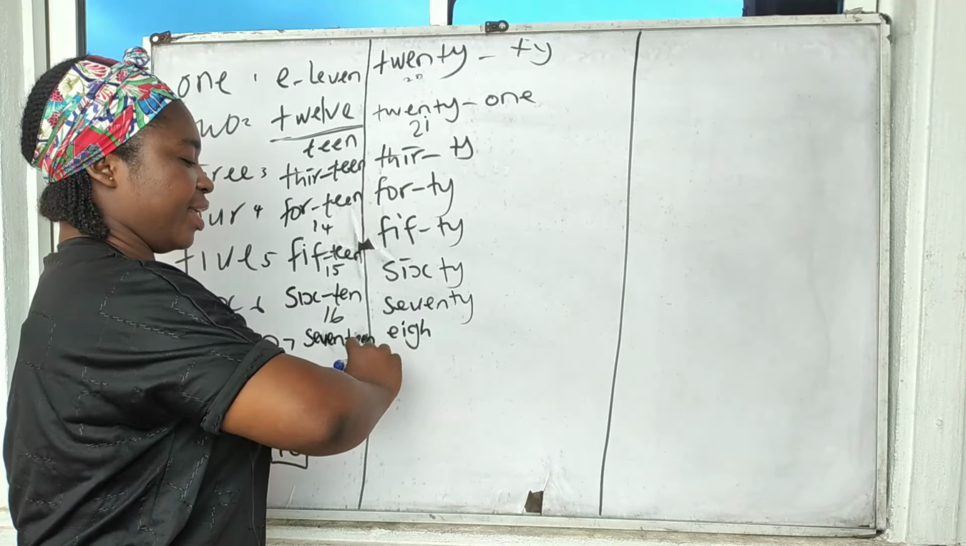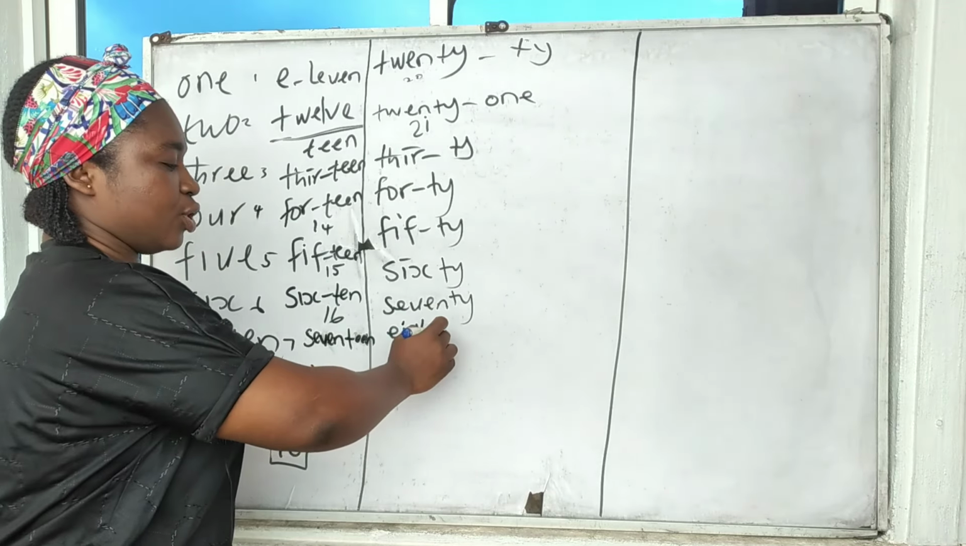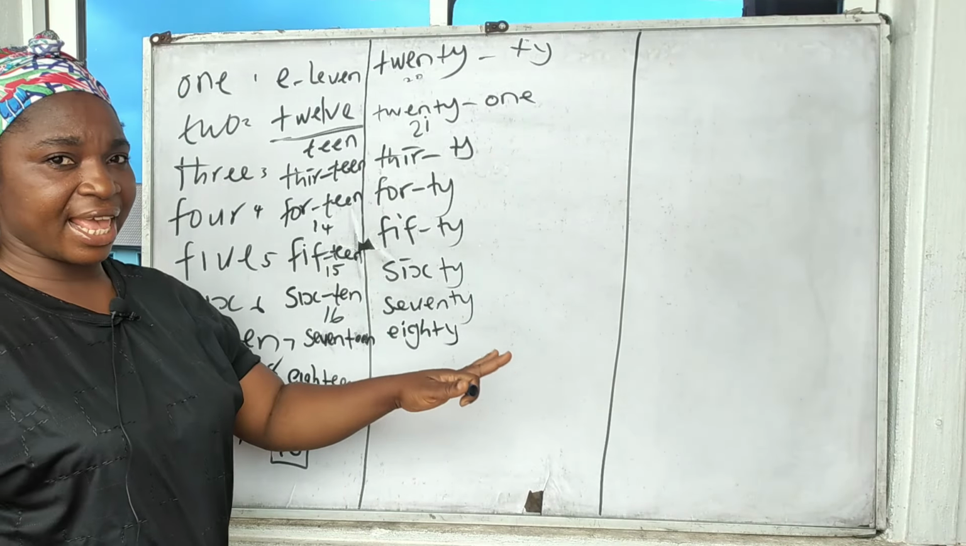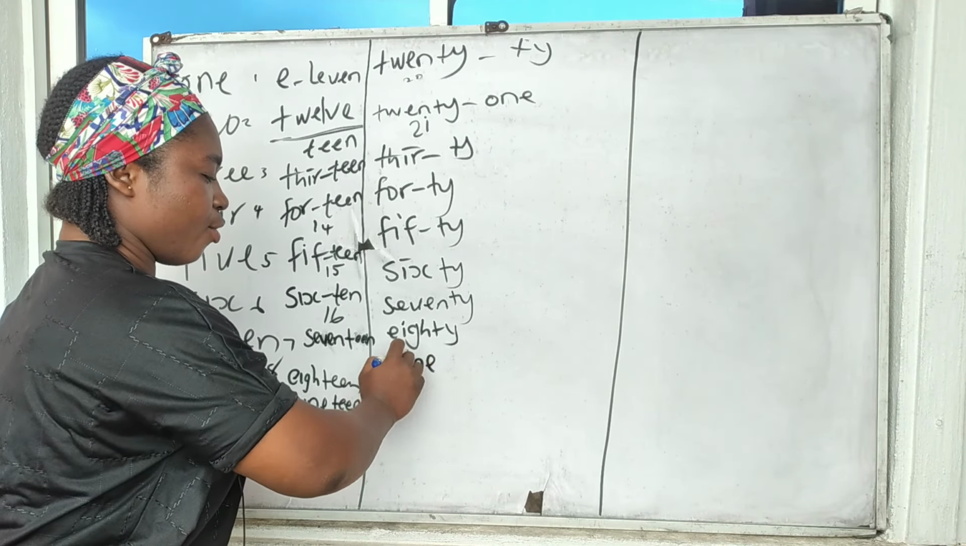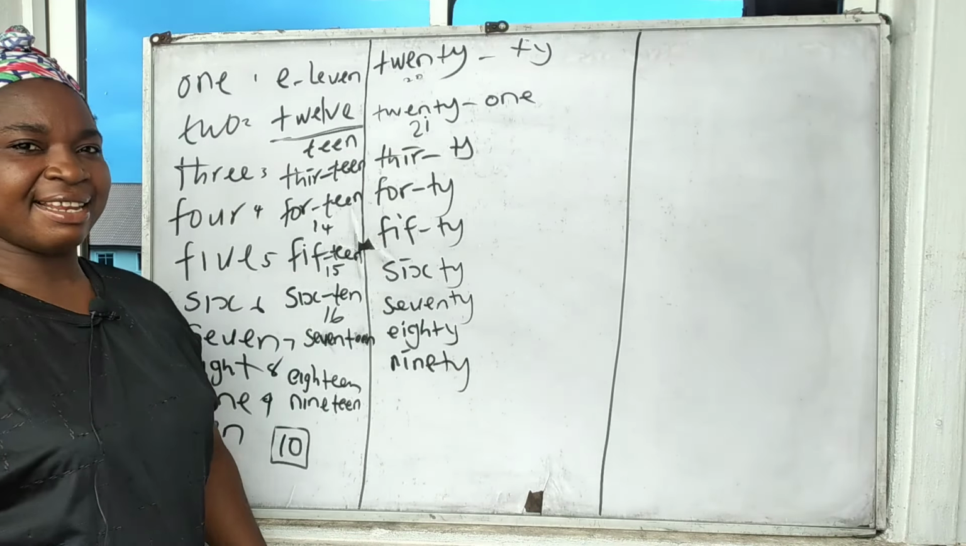Okay, we have the 8. The 8 already has T, so we just add Y and it becomes 80. So it goes on like that. We have NINE, we add TY, we have 90.